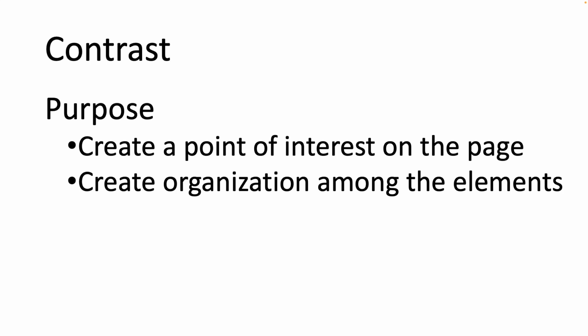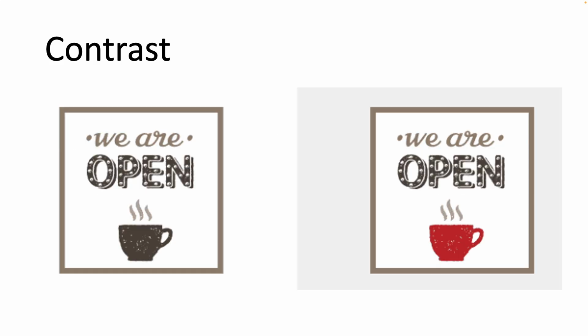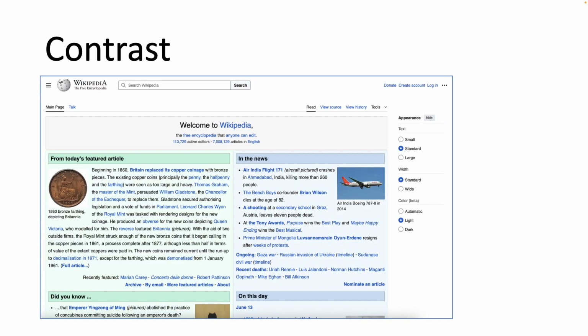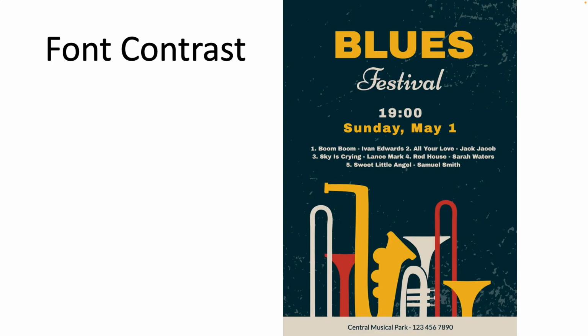So for contrast, what you're looking for is something that creates a point of interest on the page. It creates organization among elements. Contrast is what it sounds like. It's making things look different. So in a very simple example, this coffee cup is red. It stands out more because there's contrast. On the Wikipedia home page, they use color for contrast. You can see the boxes are different colors here, but also the font, so obviously, what's a hyperlink. We use contrast to understand content, and that's an example of how we do it.